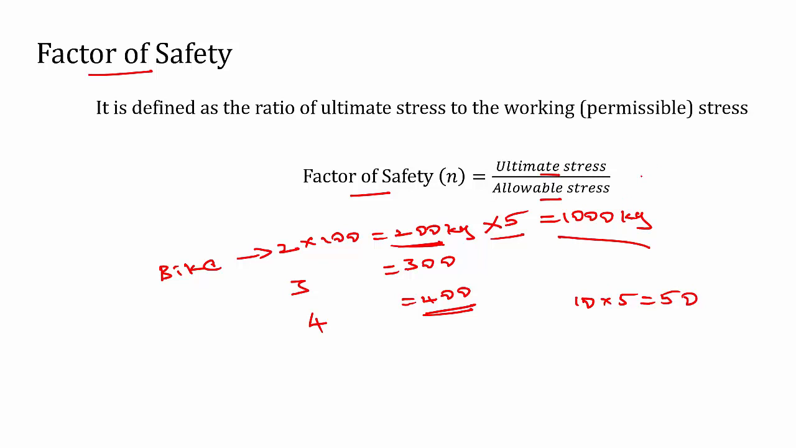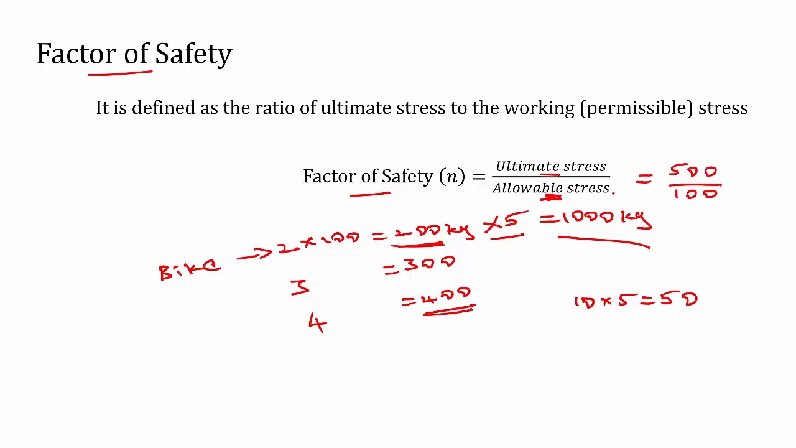So ultimate stress means the stress at which the material will break. For example, if the ultimate stress is 500, and if I consider a factor of safety of 5, then the allowable stress will be 100. Okay, so you just divide the ultimate stress by the factor of safety to get the allowable stress, and while designing the component, you have to consider the allowable stress alone. So this is called factor of safety. It is the ratio between ultimate stress to the allowable stress.